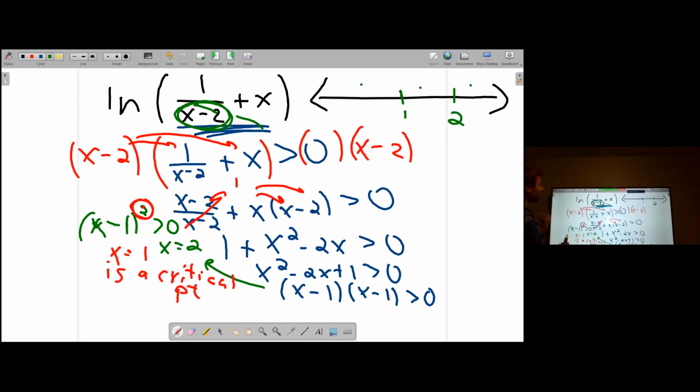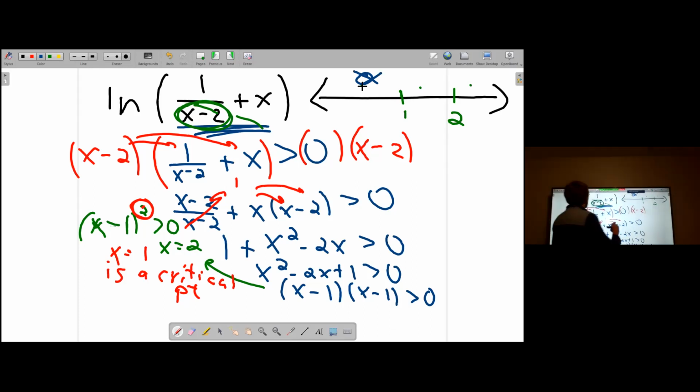I guess let's first start by plugging in x equals 0. So if we plug in x equals 0, so I'm talking about this region here, 0. You're going to get -1/2 plus 0 is -1/2. You can't take the natural log of a negative. That's the whole point of this domain stuff. So 0, it turns out you're taking the natural log of a negative, so that's not going to work. Okay.